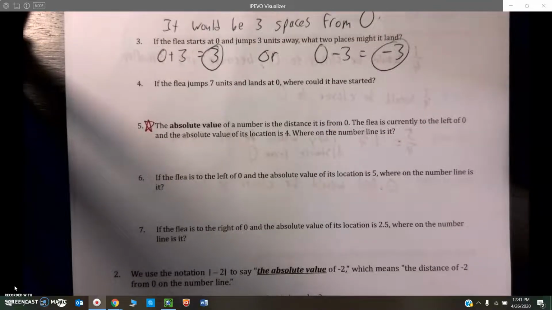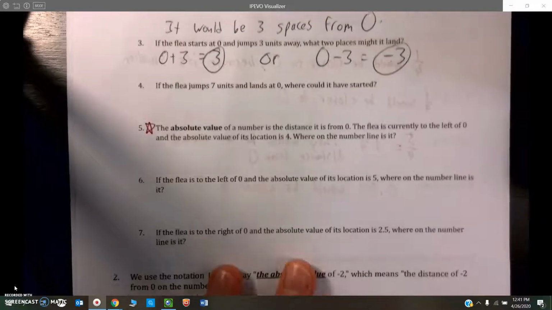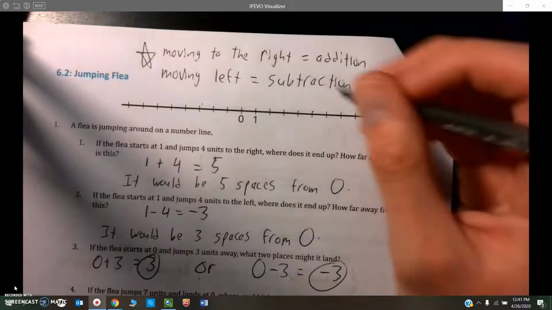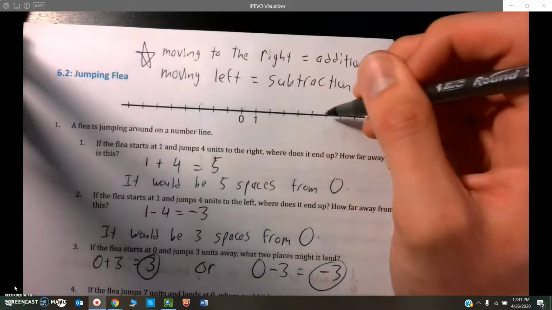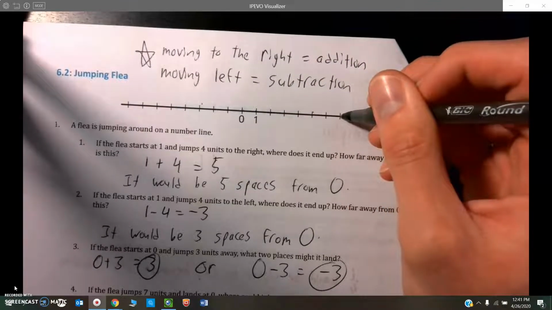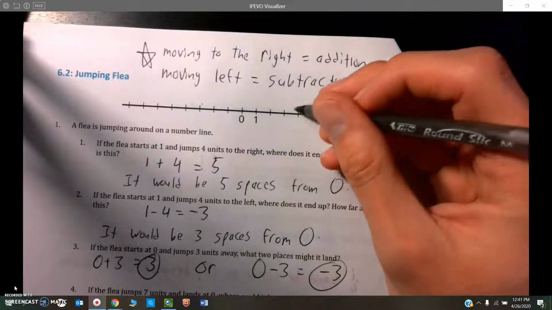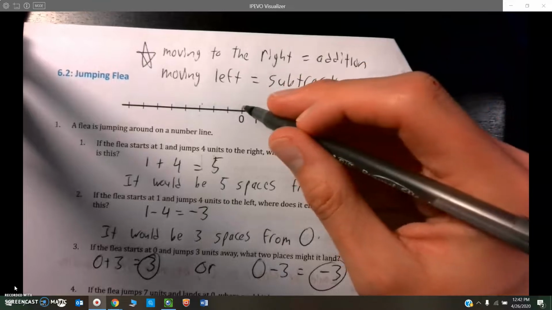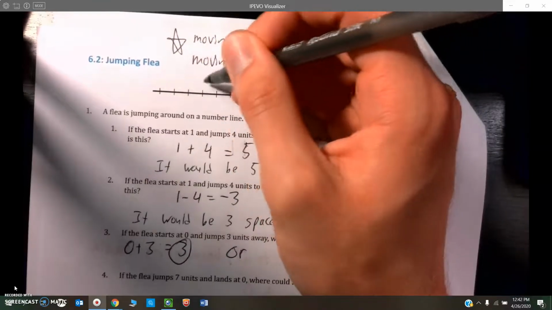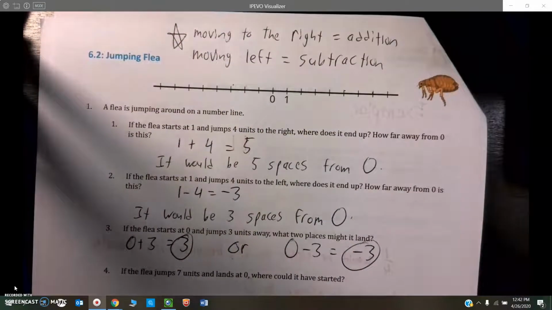If the flea jumps 7 units and lands at 0, where could it have started? If the flea's jumping 7 units, I could imagine 1, 2, 3, 4, 5, 6, 7. It could start at 7 and go back 7 spaces, or it could start at -7 and jump to the right 7 spaces.